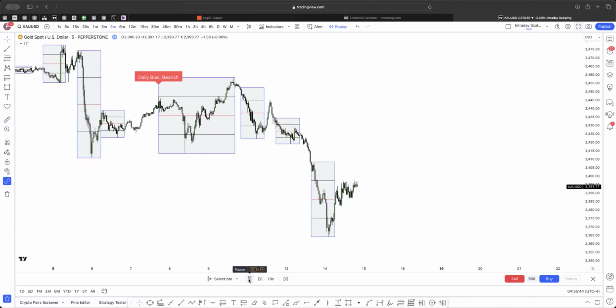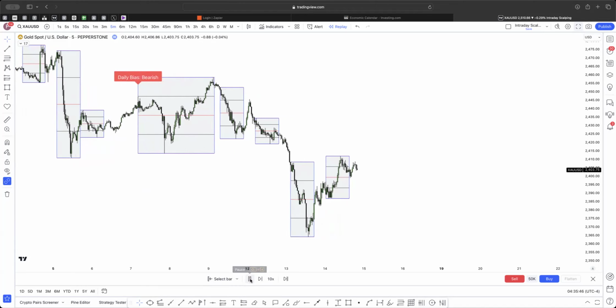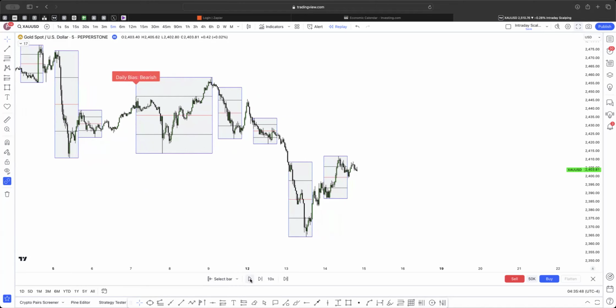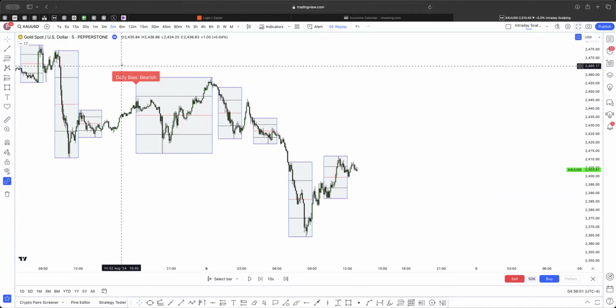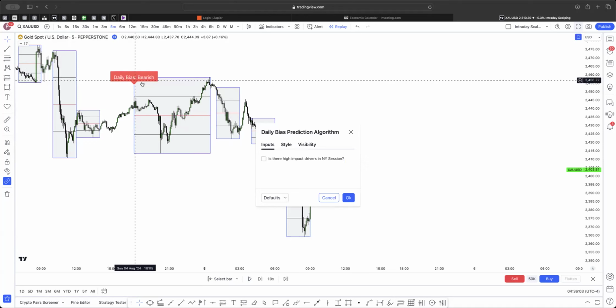Here's something you need to really understand. Whenever you have a high impact news driver that says this asset pair should reverse, what will this algorithm do? It will update itself. Look at this, you have a feature over here: is there a high impact news driver in the New York session? If you click it, it'll update.